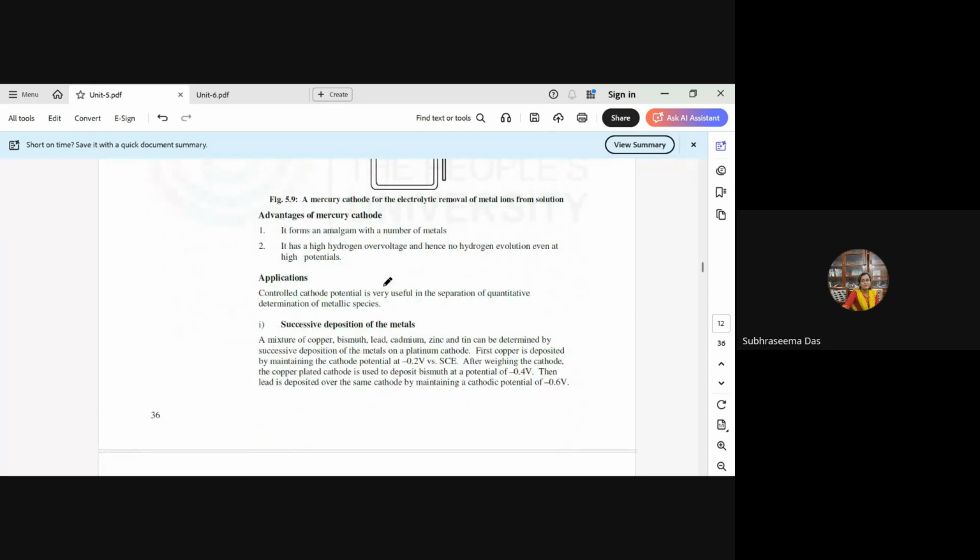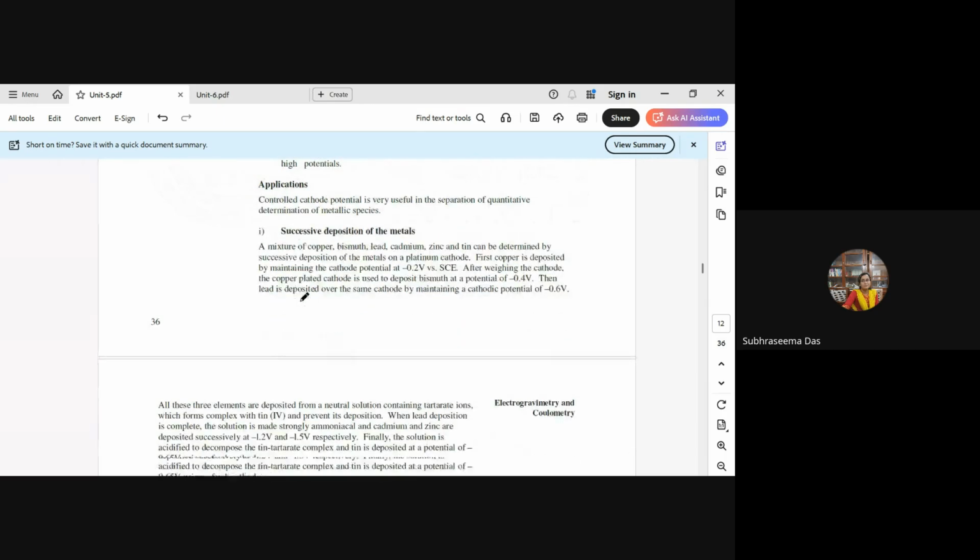So what are the advantages of mercury cathode? The first is it forms an amalgam with a number of metals. The second is it has a high hydrogen overvoltage, and hence no hydrogen evolution occurs even at very high potentials. So what are the applications? The controlled cathode potential is very useful in the separation and quantitative determination of metallic species.